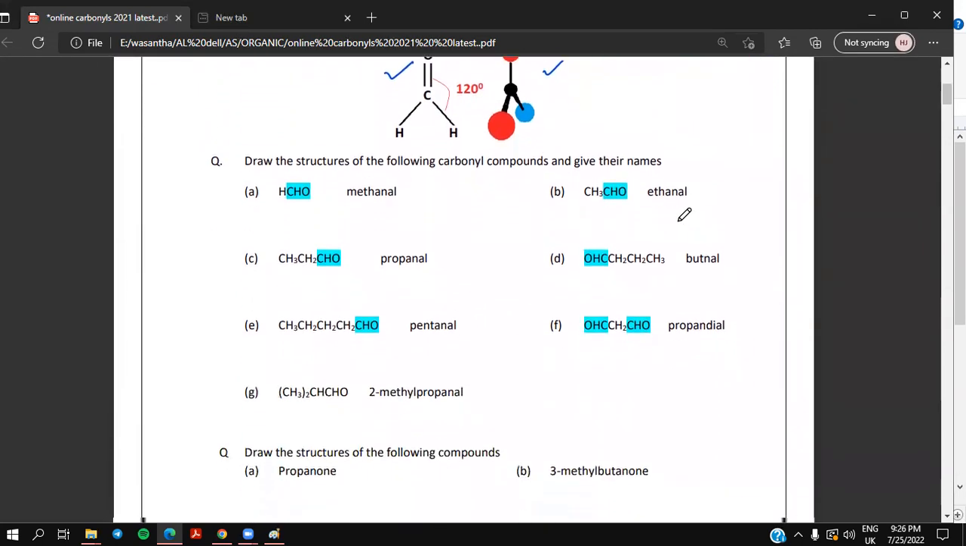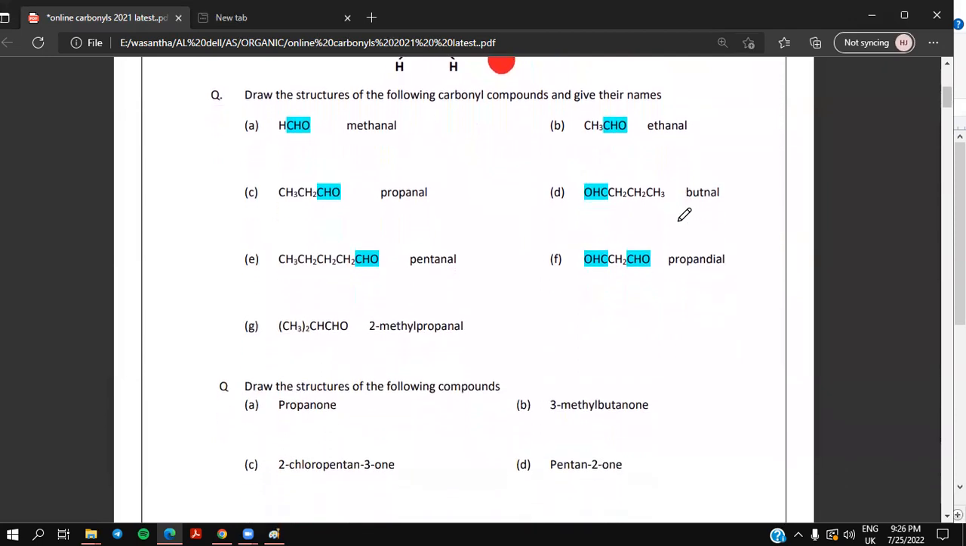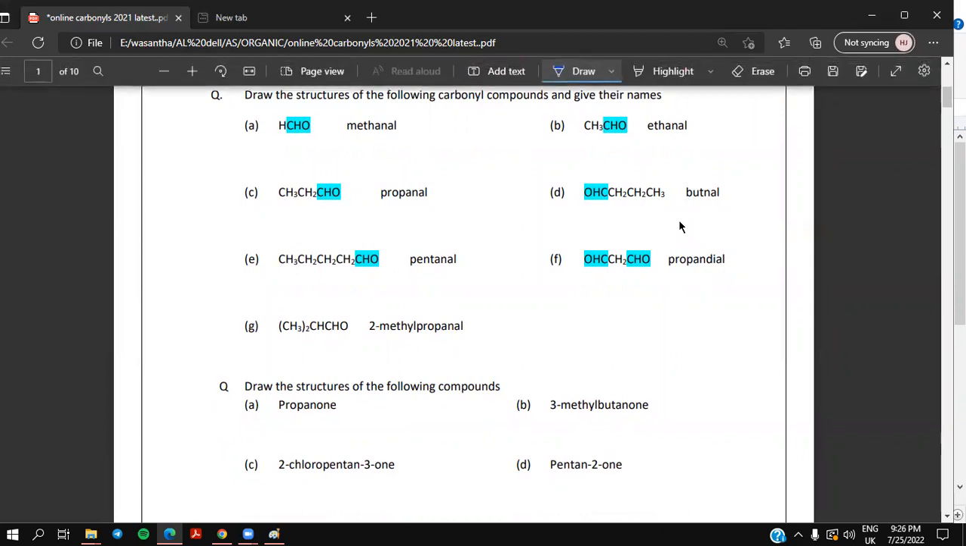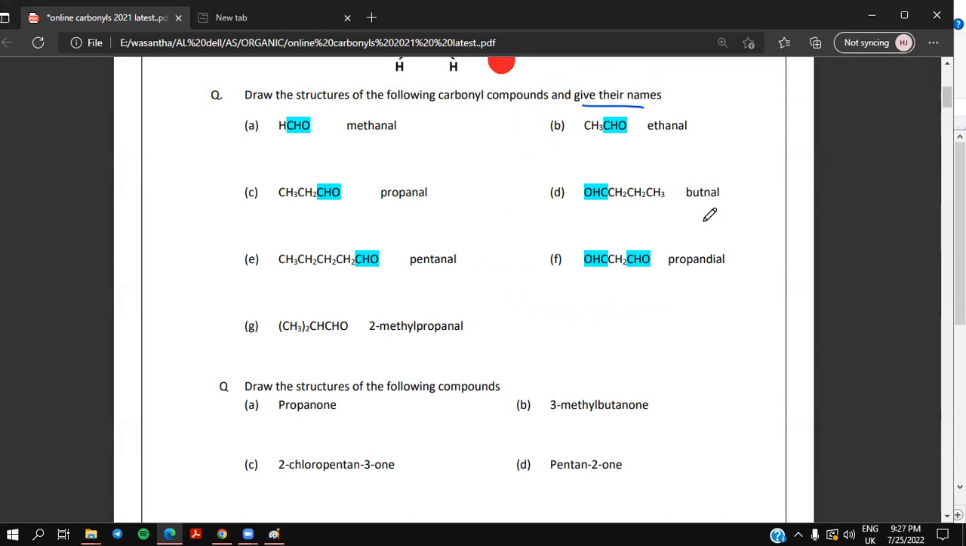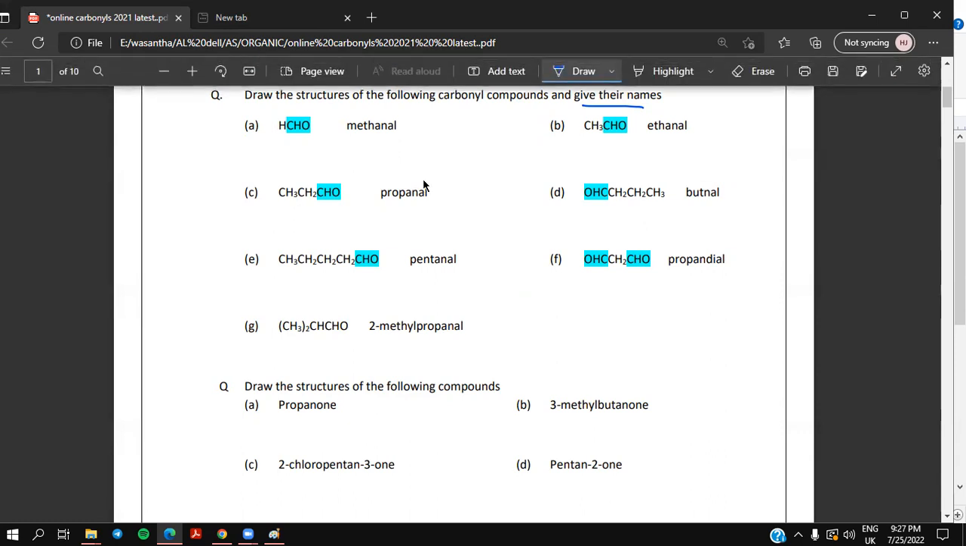Draw the structures of the following carbonyl compounds and give their names. Actually, this part is wrong, already the name has been given. So in this phase, we can draw the structure of these carbonyl compounds. I'll give you some minutes to complete this work. All I want is to see the structure. I'll give one example.